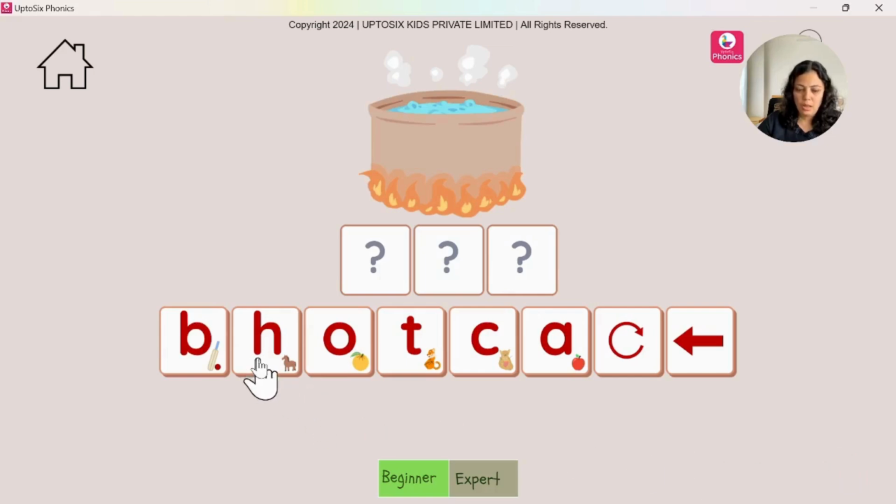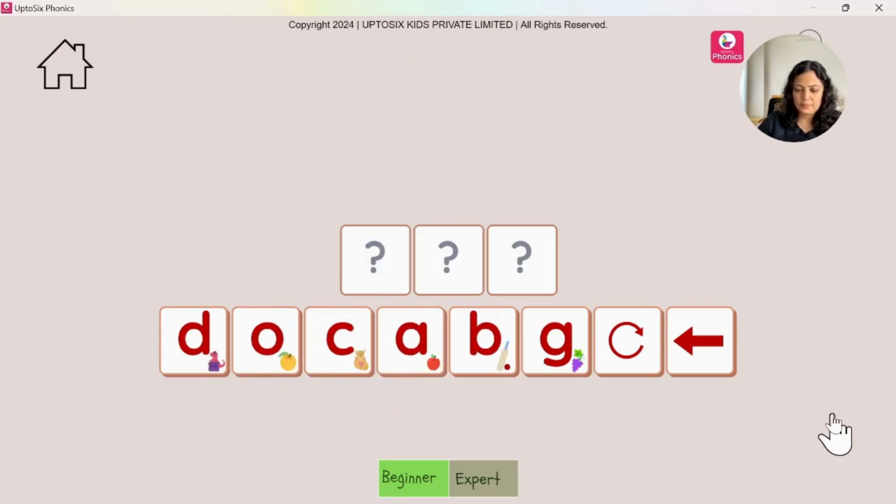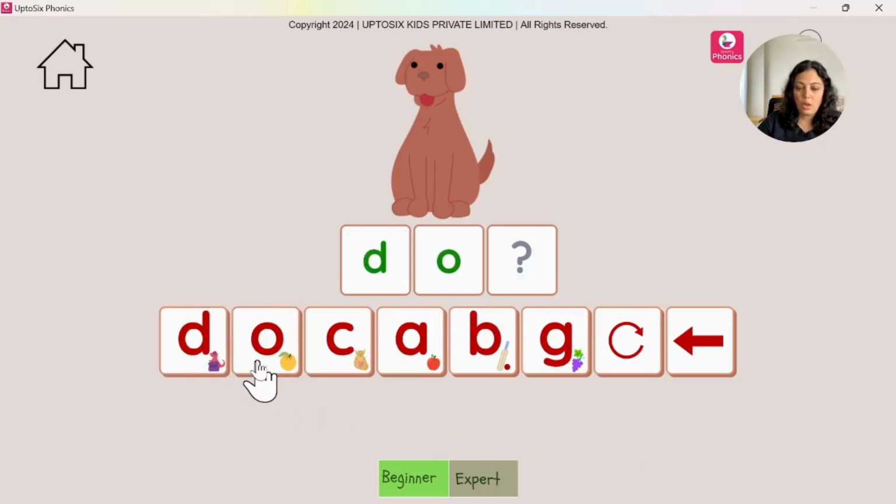Hot. Very easy for us, right? Can you spell dog? Dog.